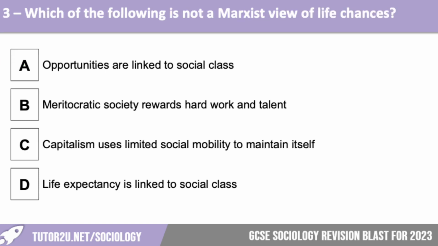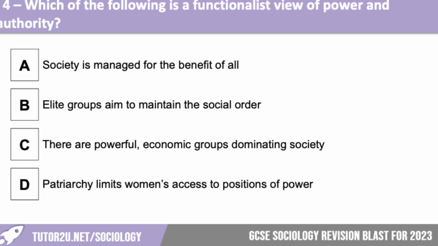Okay, question 3. Which of the following is not a Marxist view of life chances? A, opportunities are linked to social class. B, meritocratic society rewards hard work and talent. C, capitalism uses limited social mobility to maintain itself. And D, life expectancy is linked to social class. Just leave that on the screen for a moment before we reveal. Let's have a look. It is B, so that's a functionalist idea.